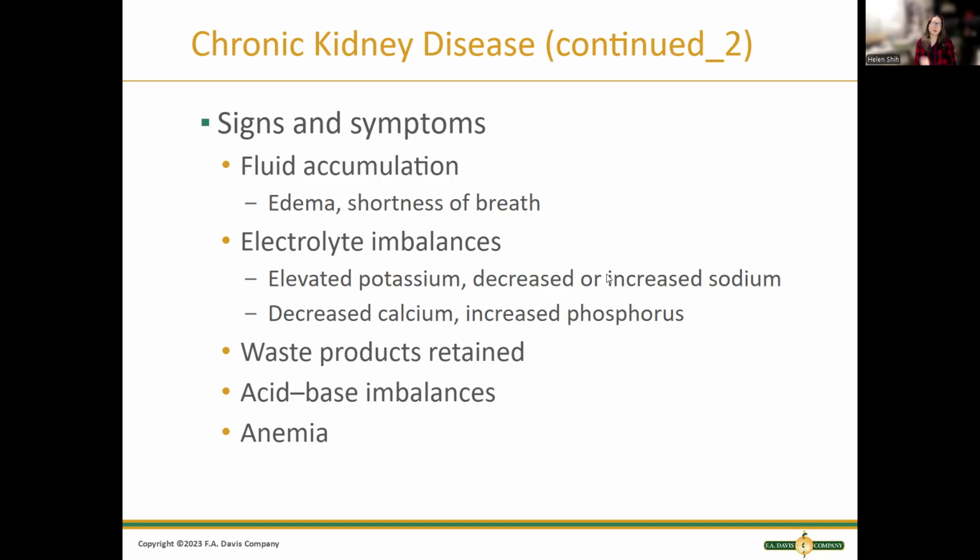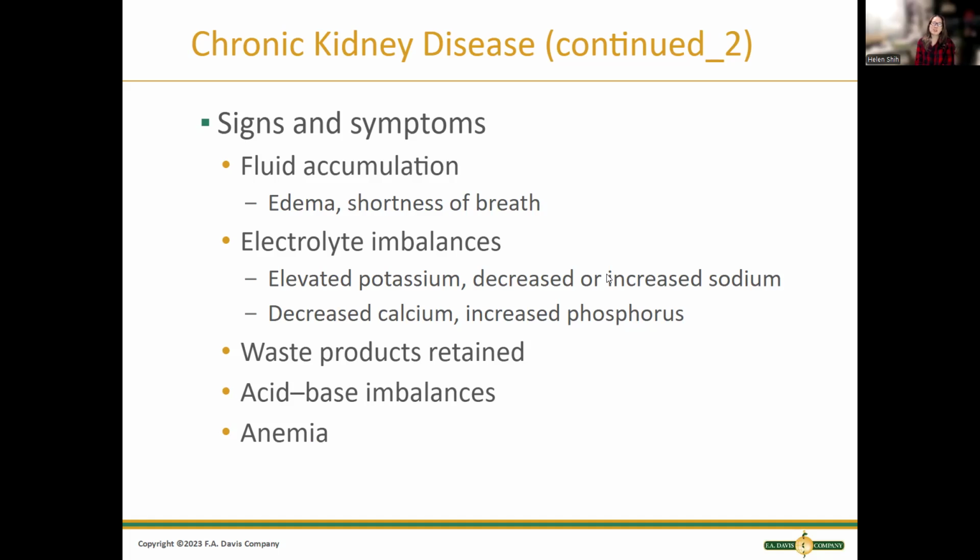There could be hyper or hyponatremia as a result of chronic kidney disease. They may also have decreased calcium, but increased phosphorus. The reason for that is because phosphorus comes from processed foods, salamis, hot dogs, bacon, and things like that. We usually add phosphorus to these products to make them more shelf stable. However, when you have kidney diseases, you can't get rid of the excess phosphorus through urine.